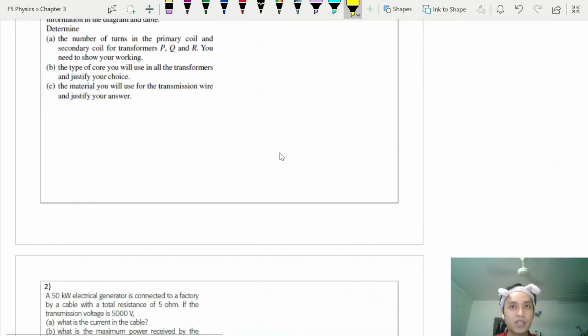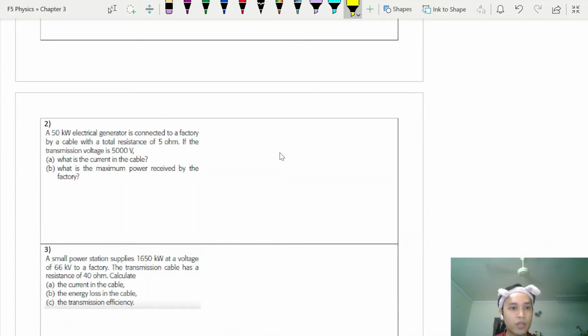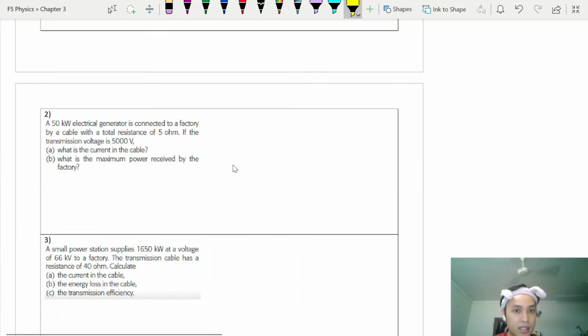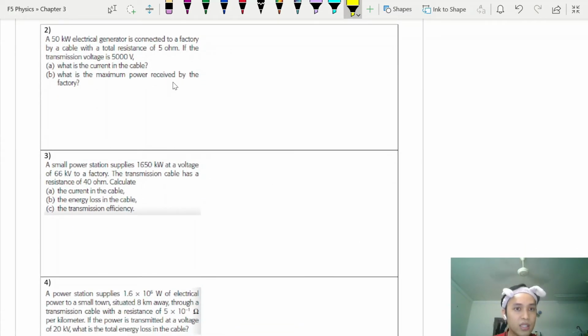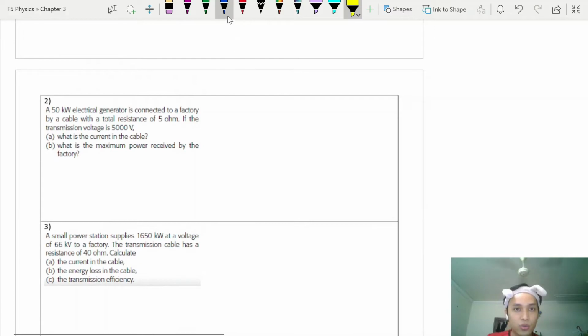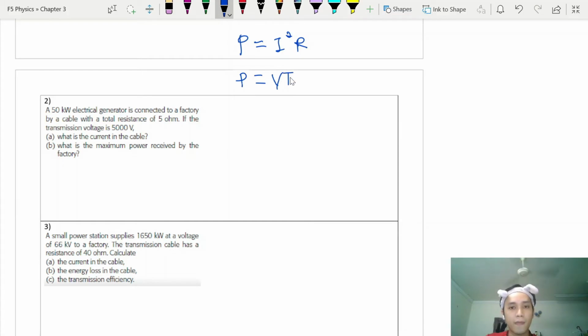Calculations involving the electricity or your national grid network. For example like this: a 50 kilowatt electrical generator. Two formulas that I'm going to use: first one is this, I squared R. Second one is P equals VI.